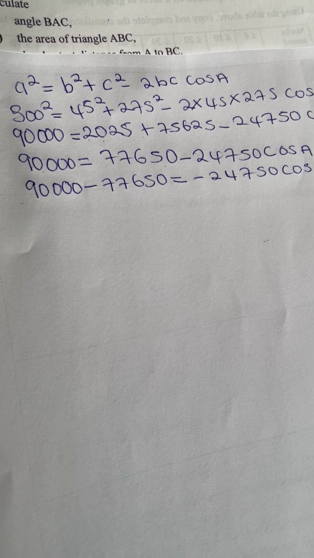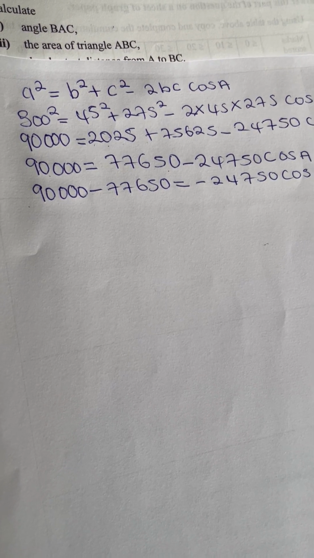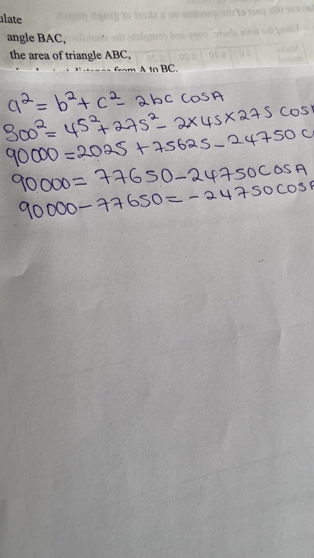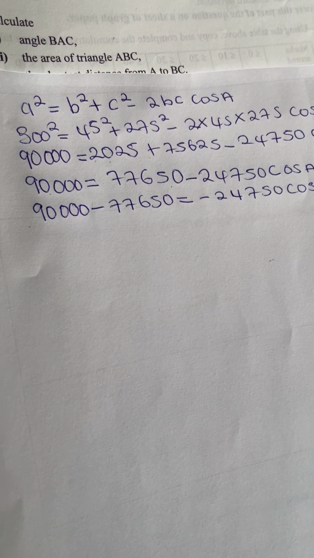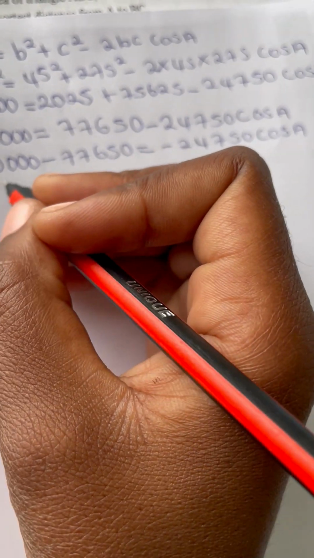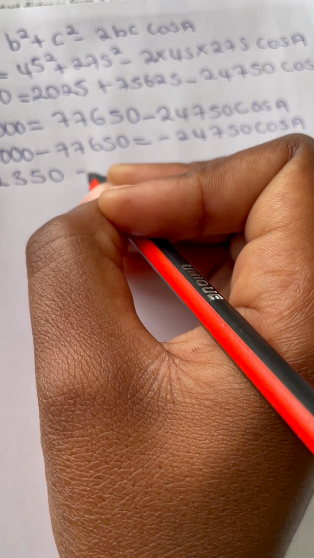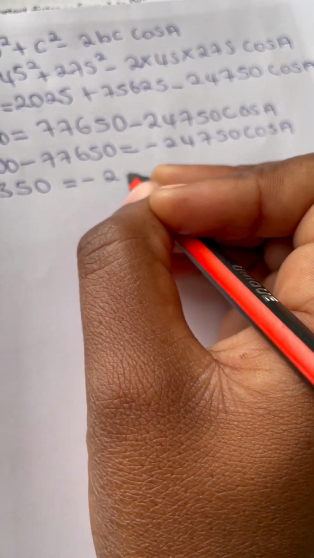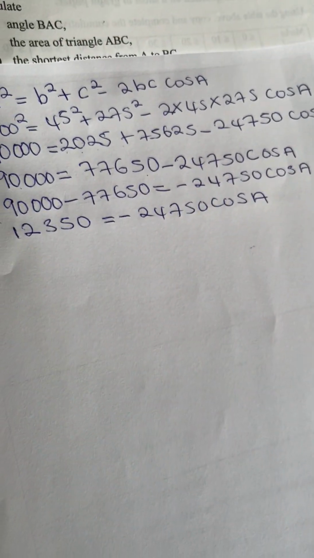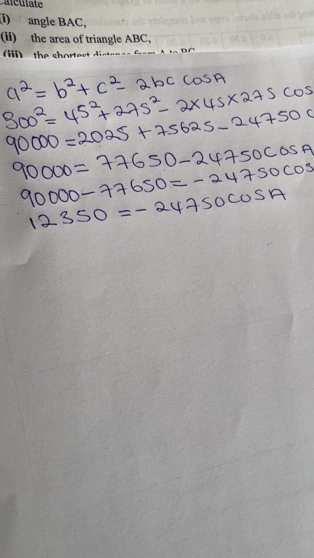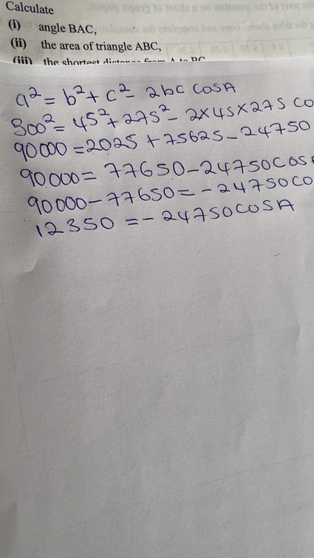So how do we continue from there? So of course 90,000 will subtract 77,650. So what is 90,000 minus 77,650? Please feel free to use your calculators. And so here I have 12,350, which will be equal to negative 24,750 cos A. Okay, over there. So when we have this, remember we are looking for the value of cos A. We want to find angle A. So that's what we are looking for.